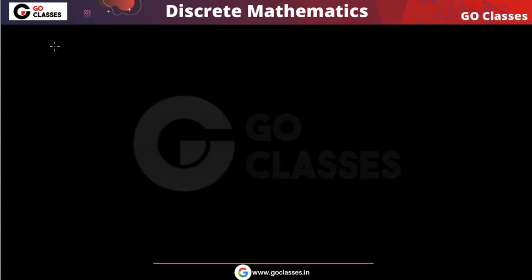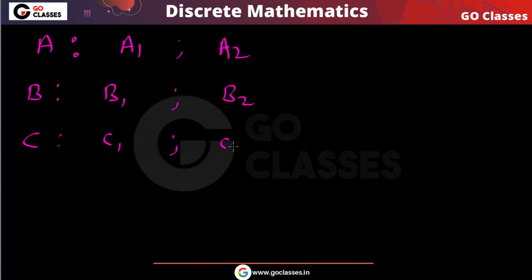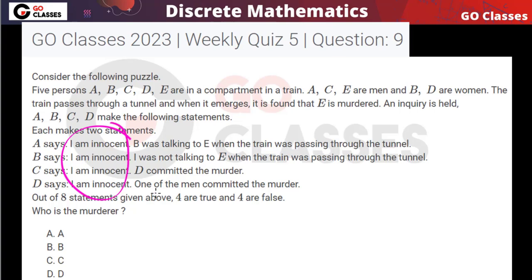See, everyone is making two statements. A is making two statements, A1 comma A2, B is also making two statements, B1 comma B2, similarly C is making two statements, C1 comma C2, and D is making two statements, D1 comma D2. Look at these statements: A, B, C, D are all saying I am innocent. So you can notice one of them is the murderer.